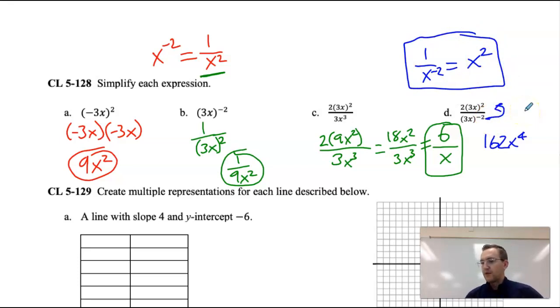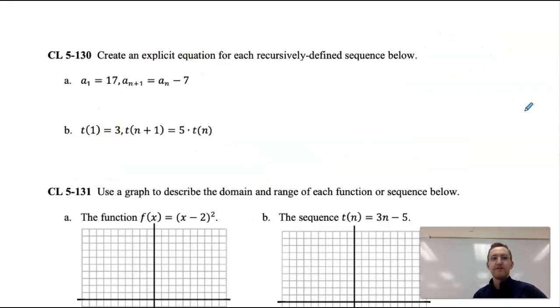Awesome. We're going to do a couple more. So if we go to the next page, take a look at 5(130). We want to write the explicit equation for each recursively defined sequence below. So right now, we have the recursive sequence, the one that tells us the next term in our sequence, given the initial one. So we want to find our explicit equation.